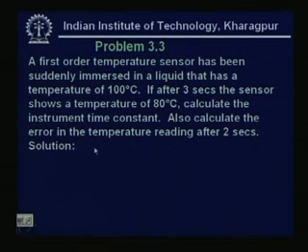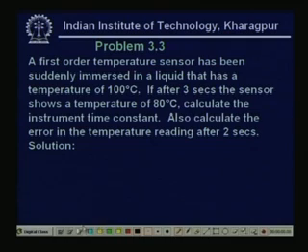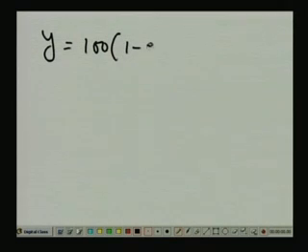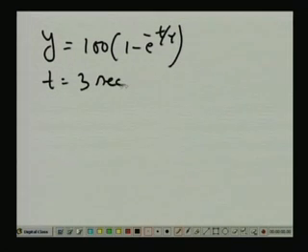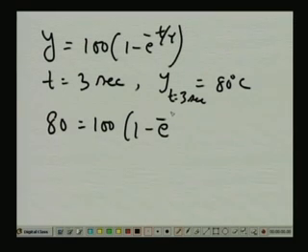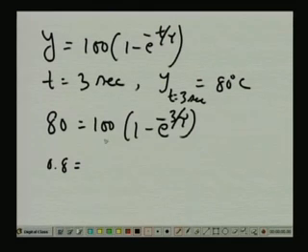So, here you see that y equal to, let me take the white page, y equal to 100 times (1 minus e to the power minus t by tau). So, t equal to 3 seconds and y at t equal to 3 seconds equal to 80 degree centigrade. So, 80 equal to 100 times (1 minus e to the power minus 3 by tau). After solving, I can show you the detailed calculation. So, it is coming 0.8 equal to 1 minus e to the power minus 3 by tau.